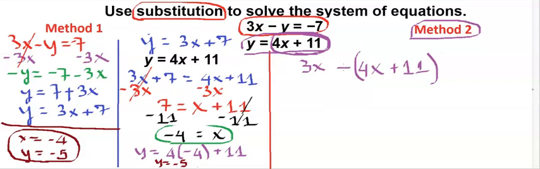Yes, and then over here you put equals negative 7. That is correct. So just to show you that this method of substitution is much quicker, I didn't have to get the y by itself like the first method that we did. Okay. So again, 3x minus y, but y is 4x plus 11, equals negative 7. So I take 4x plus 11 and substitute it into the first equation where the y is. All right. Okay. So let's go.